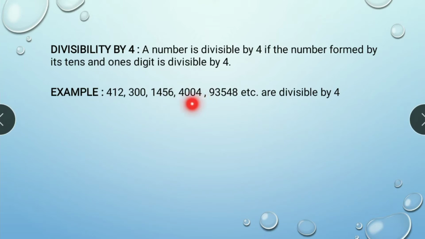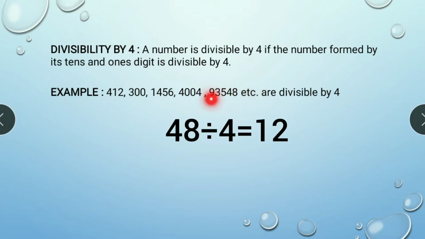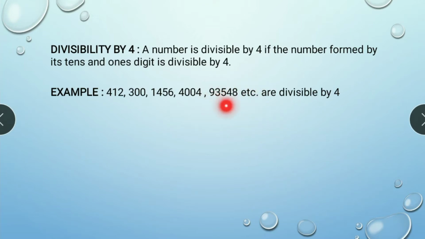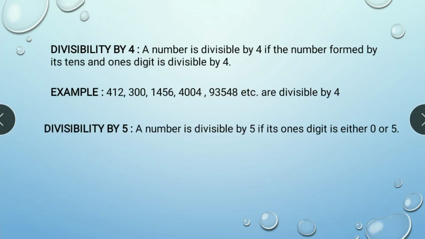Here we have 04, which means 4. So number formed by last two digit is 4. So this number is also divisible by 4. Then here we have 48. The number formed by last two digit is 48. So 48 is divisible by 4. Then 93,548 is also divisible by 4. Understood? Good.